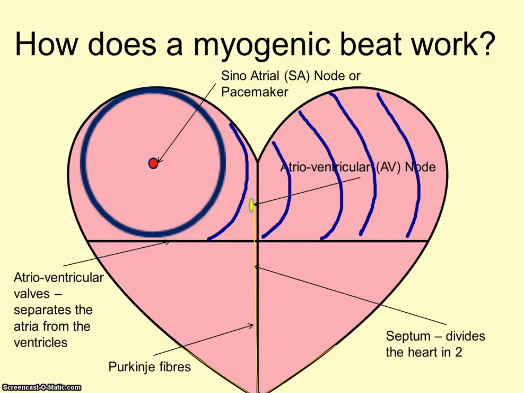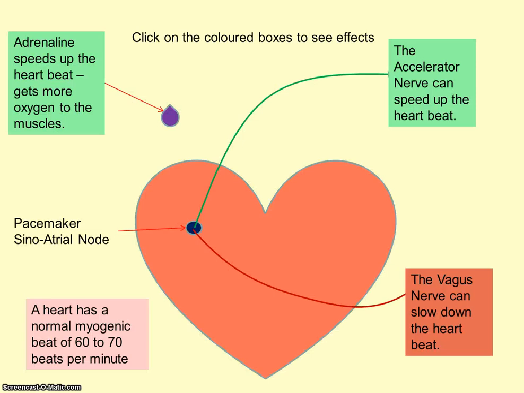The contraction then passes upwards, pushing the blood up into, in this case, the aorta. This myogenic beat allows the heart to beat at somewhere between 60 to 70 beats per minute.